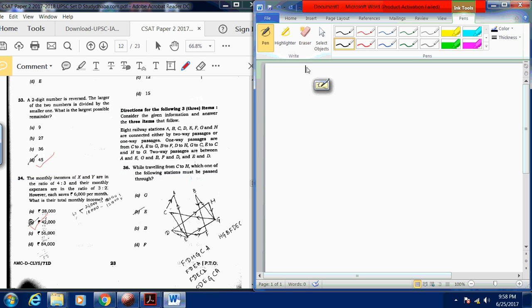So now we move on to question number 36. There are 8 railway stations connected by two-way passages or one-way passages. So let's see, how do we draw this? Just draw it down. Say A, B, C, D, E, F, G and H. Now one-way passages are from C to A.